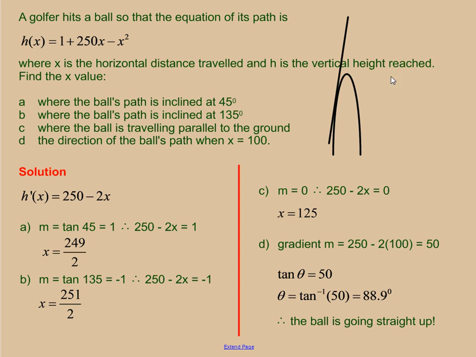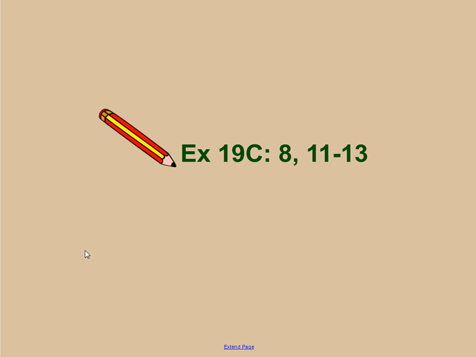So I've just redrawn the path. So it's basically a shot like that. So it's gone very high, won't travel much distance. And at that point, it's 100 meters from where it's been hit and at an angle of 88.9 degrees. So you should now be able to finish off exercise 19C, in particular questions 8 and 11 to 13.